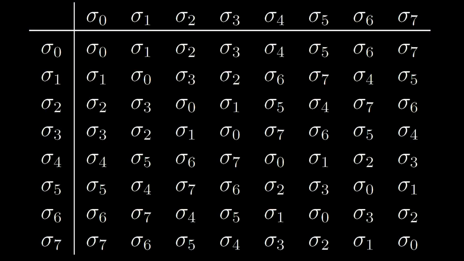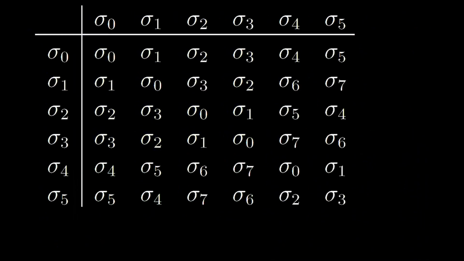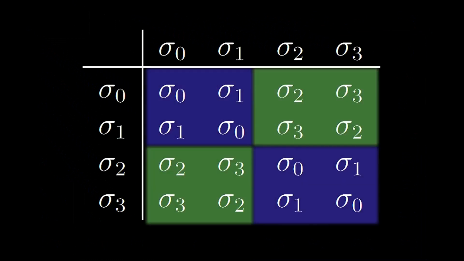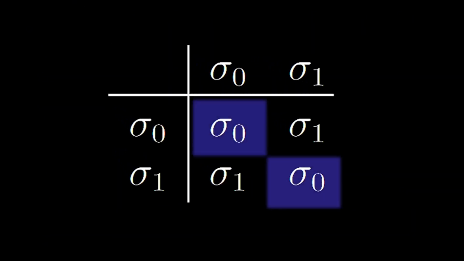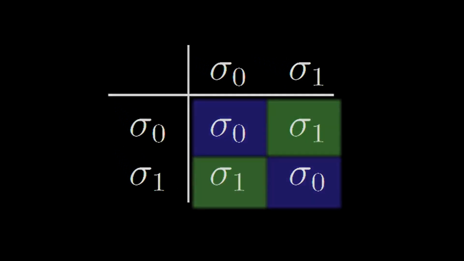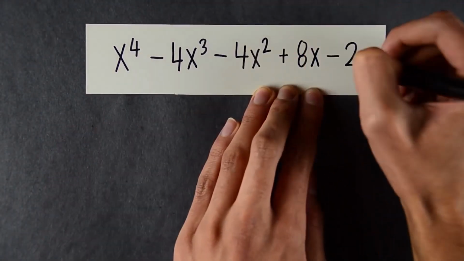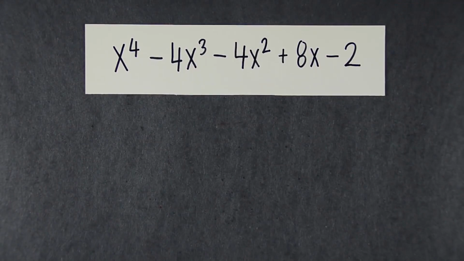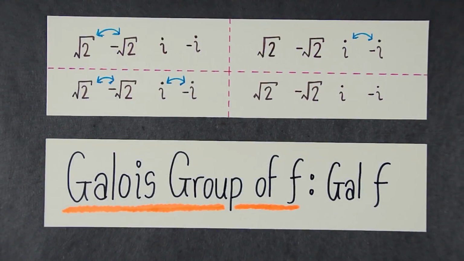And the reason we care about it is because you can determine whether a polynomial is solvable by radicals by looking at the structure of its Galois group. To see what structure the Galois group needs to have, we'll look at this example of a polynomial that is solvable by radicals, and we'll study what its Galois group looks like.